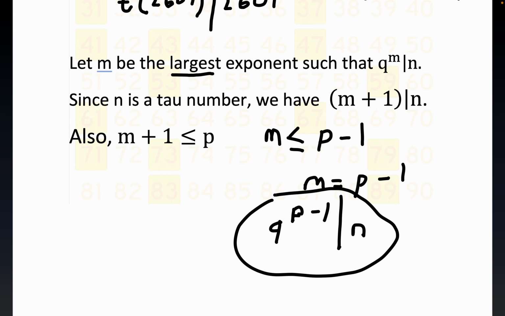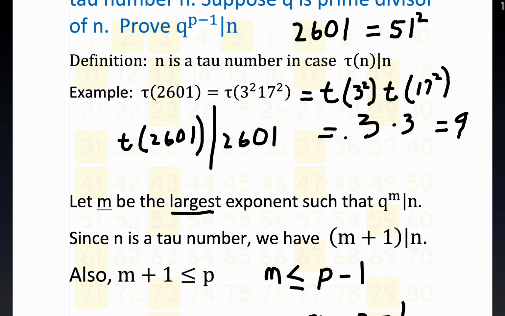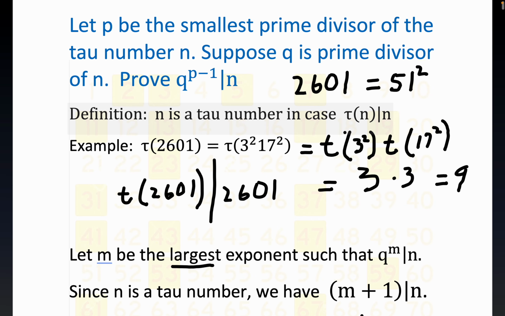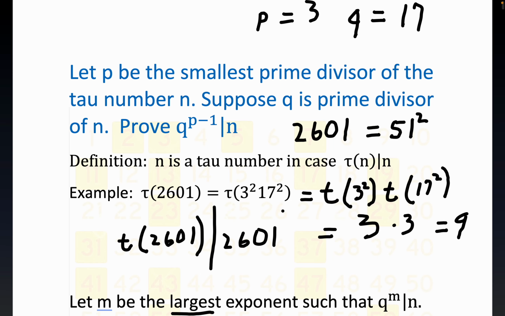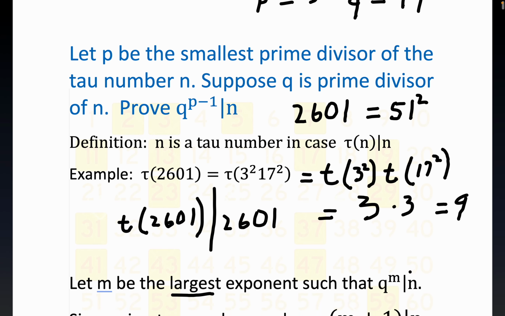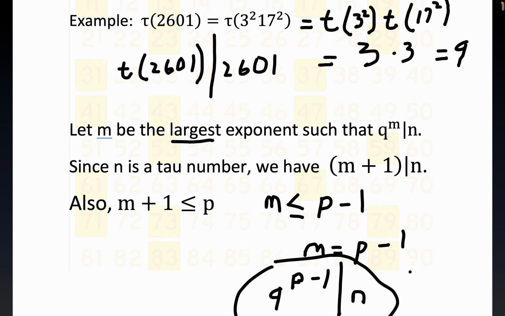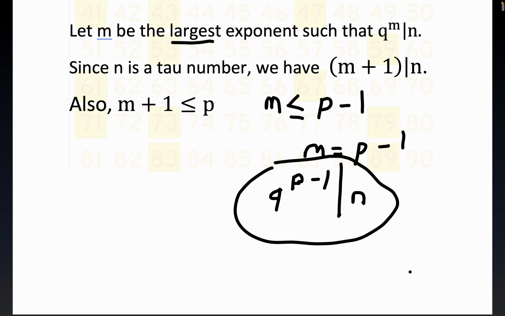And again, you can verify that's exactly what happens in this numerical example, right? 3 was the smallest prime, but p minus 1 is 2. Okay, and so we see that 17 squared, which is 17 to the p minus 1, does divide. So it's all good. And that is the end of the proof. Let me write down QED here.